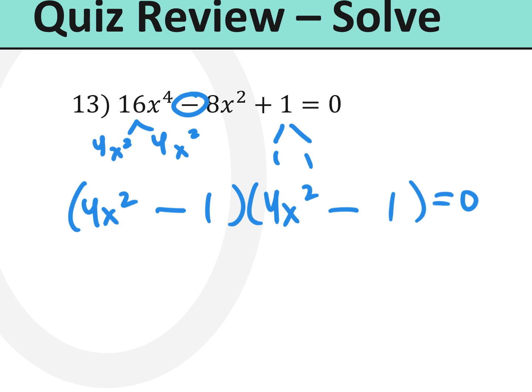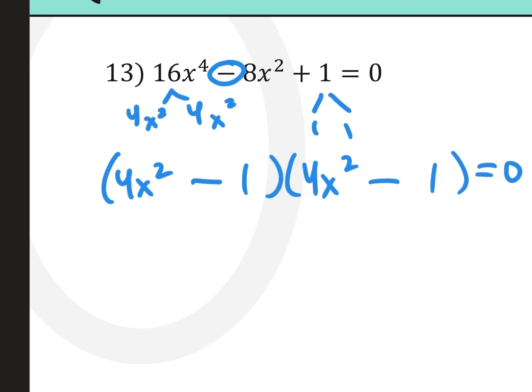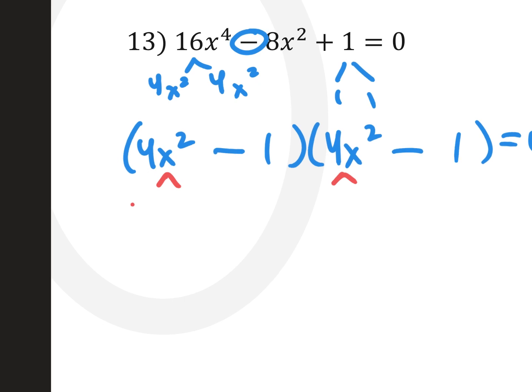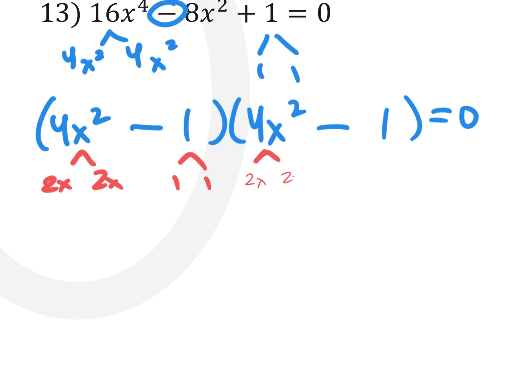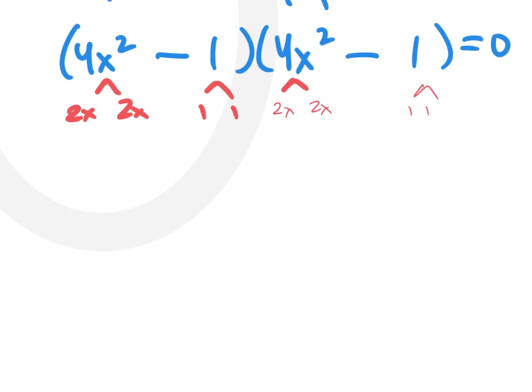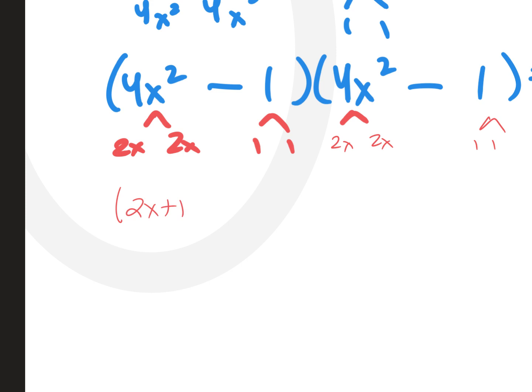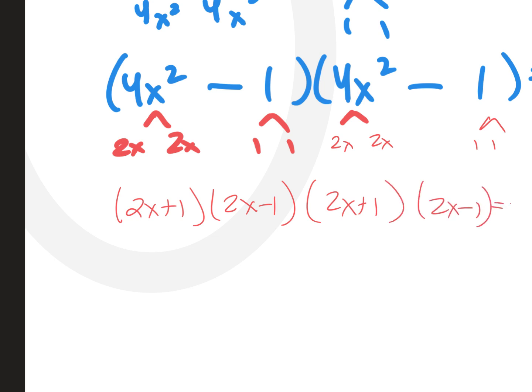You could factor this a little more if you wanted to. Can I? Is this the difference of perfect squares now? What times what gives me 4x squared? 2x and 2x. What times what gives me 1? 1 and 1. All right, same thing over here. This would be 2x, 2x. This is 1 and 1. So my 4 parentheses would be 2x plus 1. 2x what? 2x minus 1. Then I get 2x plus 1 and? Good, very good.